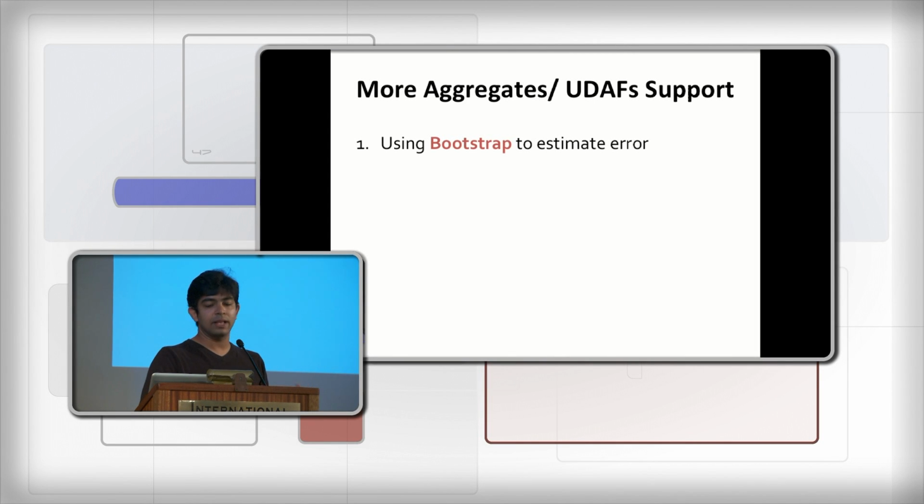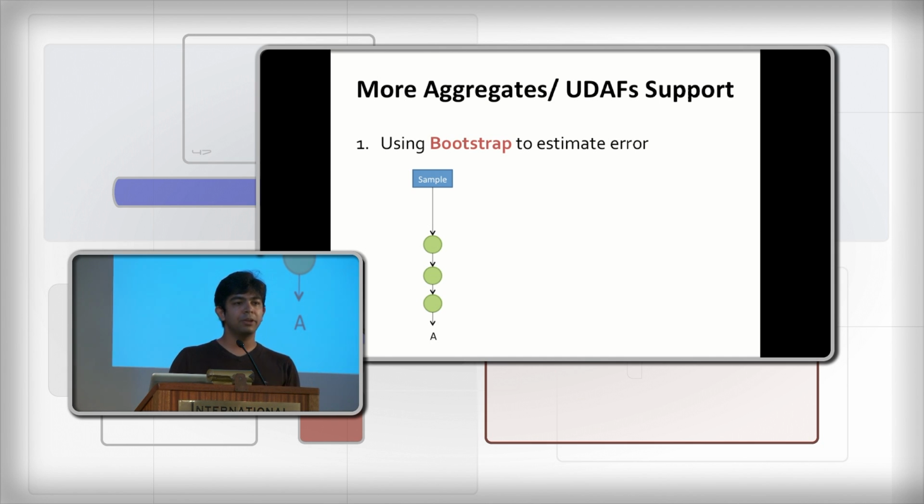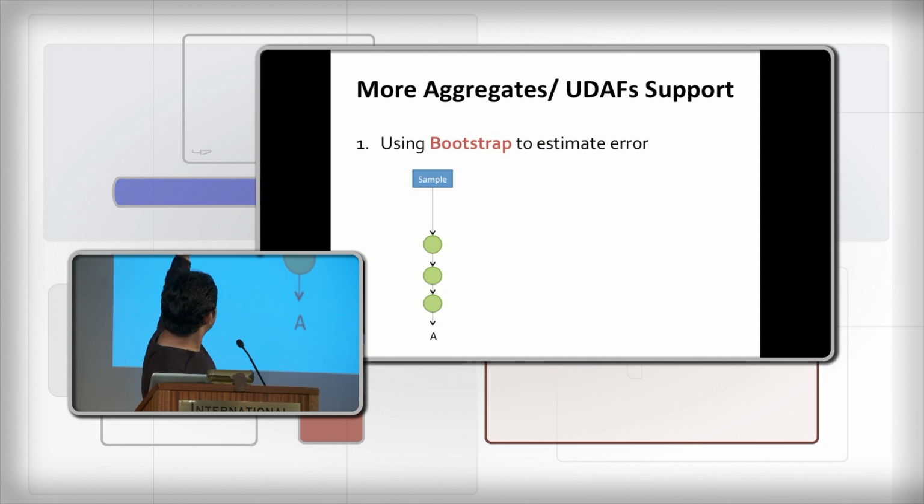The next thing that we would like to immediately add is support for more and more aggregates and user-defined aggregate functions that people can write. To this end, we would like to leverage statistical techniques such as Bootstrap to estimate the error. While I will not go into the details of how Bootstrap works, just to give a brief intuition of how it works under the hood, let's say that this is a small query that operates on a sample of data and gives a corresponding answer A.